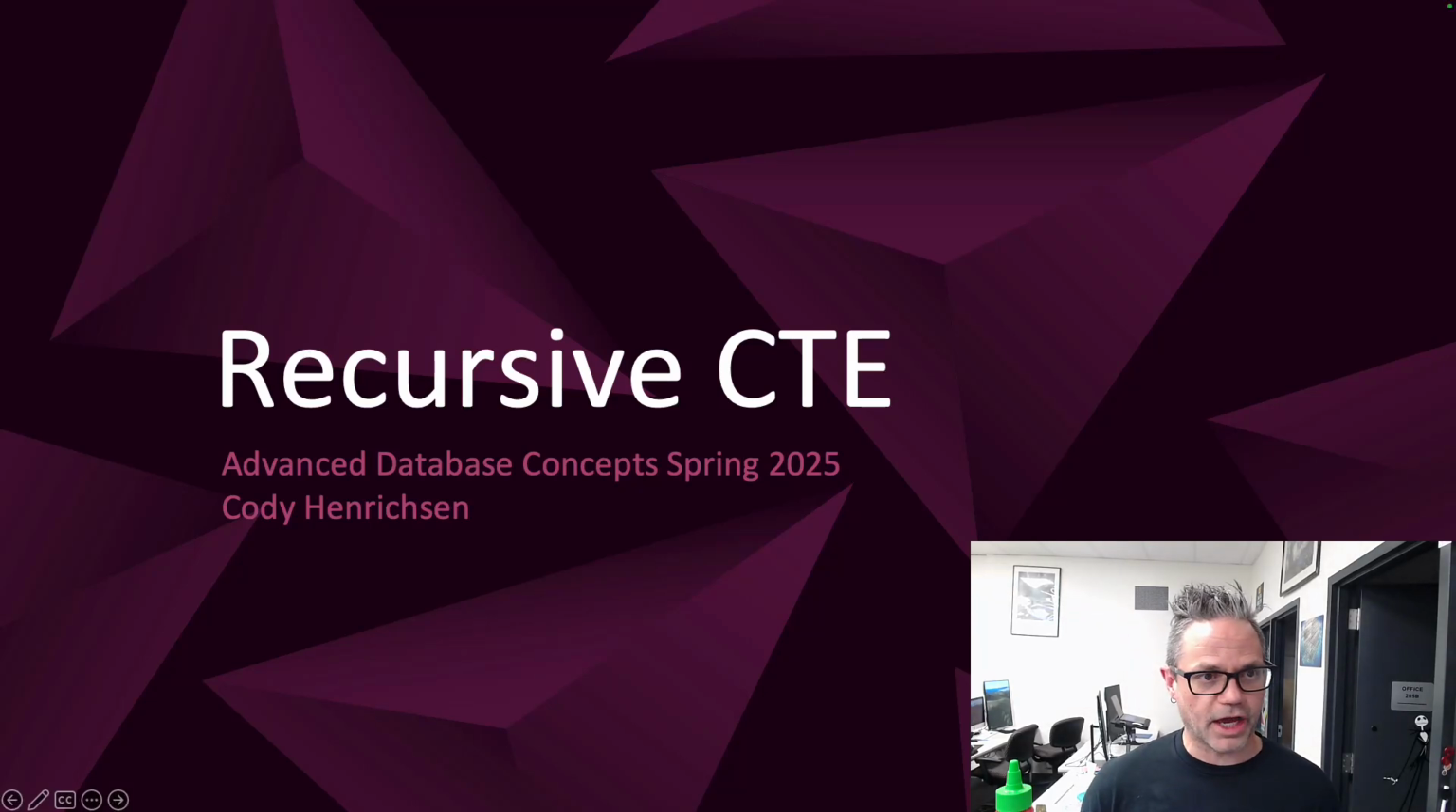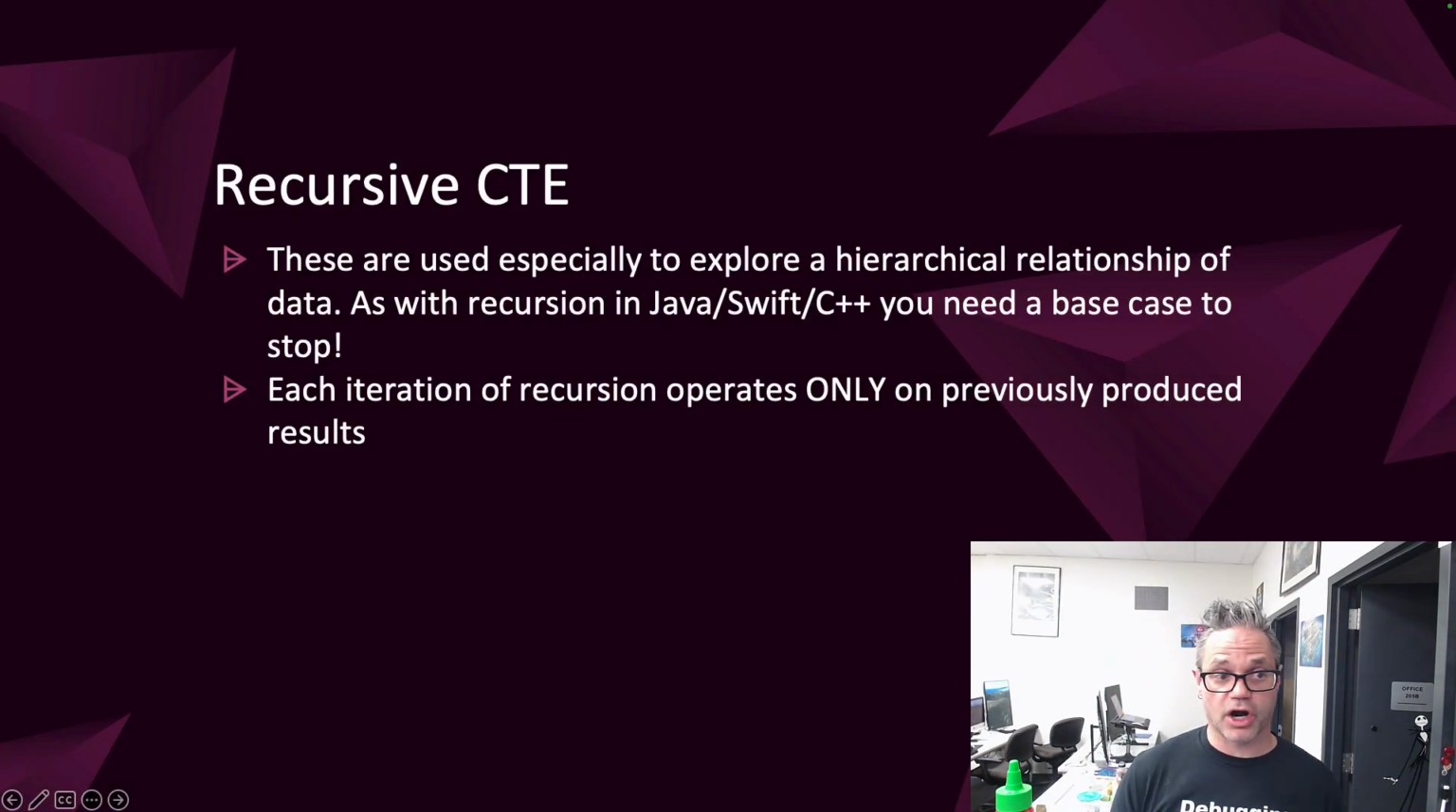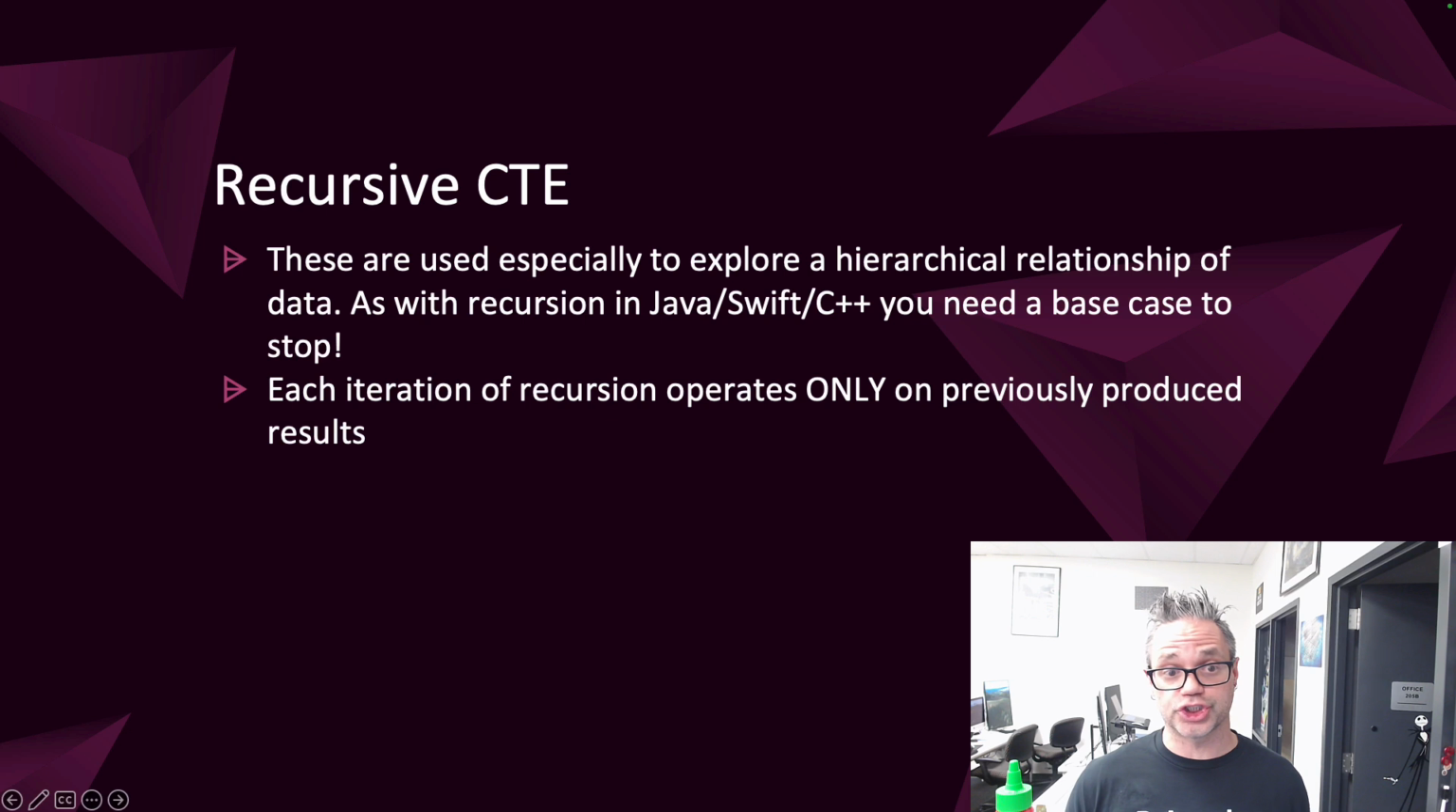Welcome back. We're going to take a look at how we can take a common table expression and make it even more powerful by using a recursive CTE. Recursive CTEs, or recursive common table expressions, are really helpful when I explore a hierarchical relationship of data. As with recursion in Java, Swift, or C++, you need to make sure you have a base case to handle what to do when you want to stop.